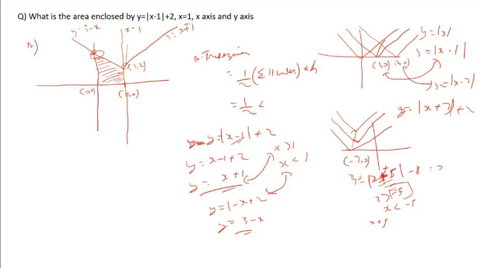So this point now I can find out because this is 3 minus x. These are the main axes only, right? So what will be this point if this is y equal to 3 minus x? This will be 0 comma 3. So the points are 0 comma 0, 0 comma 3, 1 comma 2 and 1 comma 0 here.